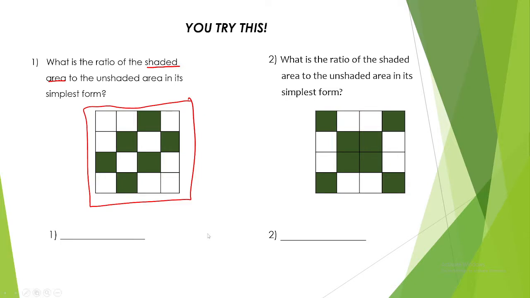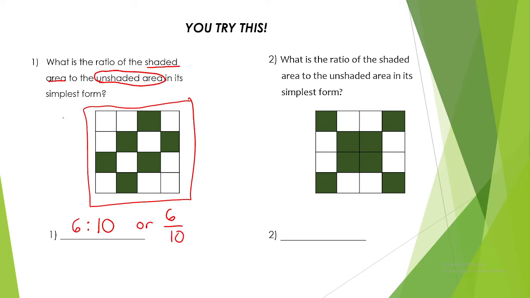Let's go back to our figure. In our first figure, how many boxes are in the shaded region? 6. So I'll be writing 6 here and colon. How many unshaded region or boxes are there in our first figure? 10. 6 is to 10, or I can write this as 6 over 10.